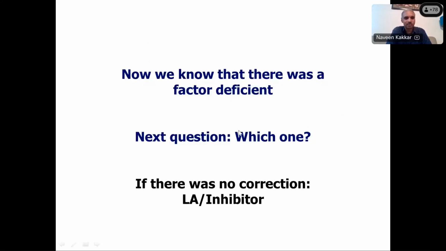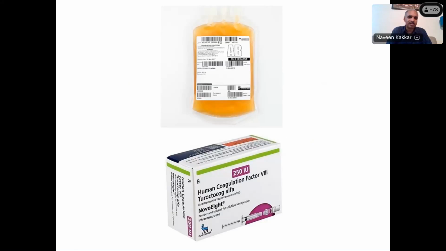So the next question now is which one? Like you said, let's do factor assays. If you do an 8 first, and it turns out to be 9, 2,000 to 3,000 rupees are wasted. So we must focus quickly on which factor. There are two methods for that. I'll just give you one.